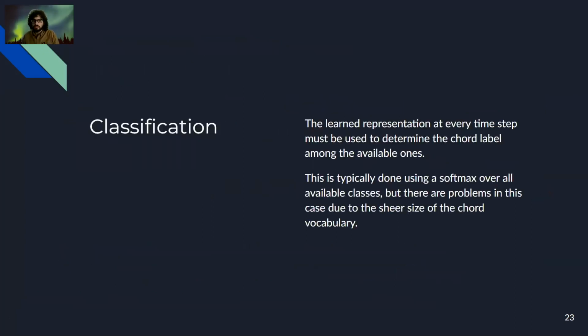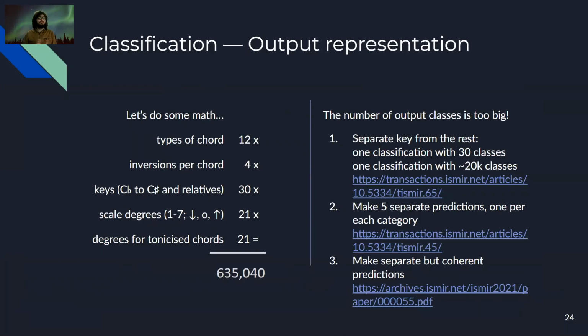Finally, there is the classification part, which is the core of the problem. The problem here is that the dictionary, the vocabulary of chords is extremely vast. For example, even if one takes into account a simple model, there are more than 600,000 different possible combinations. So a 600,000-way classification algorithm is extremely cumbersome to train and very difficult to understand, especially considering that we have more or less 100,000 annotations of chords.